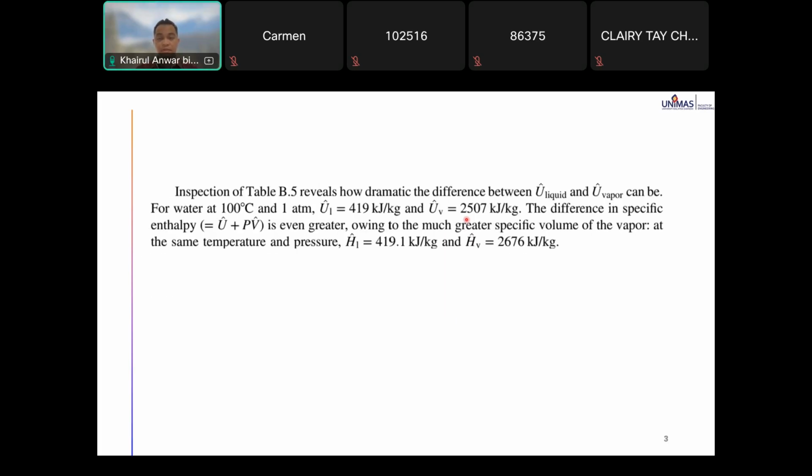Inspection of table B5, which is a steam table, reveals how dramatic the difference is between the internal energy of liquid and the internal energy of vapor. For water at 100 degrees C and 1 atm, U liquid is 419 and U vapor is 2507 kilojoules per kilogram.